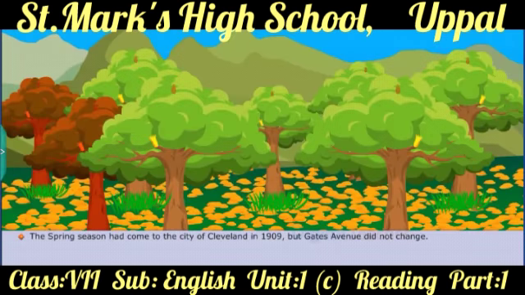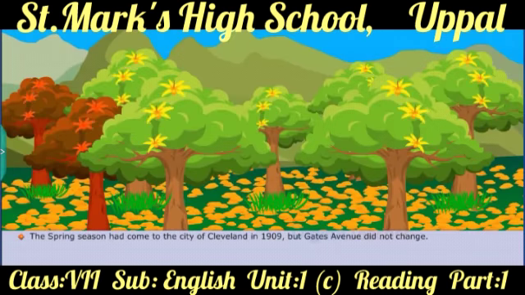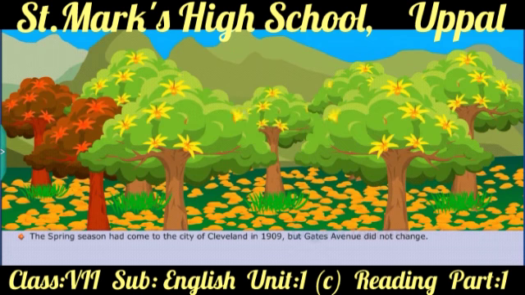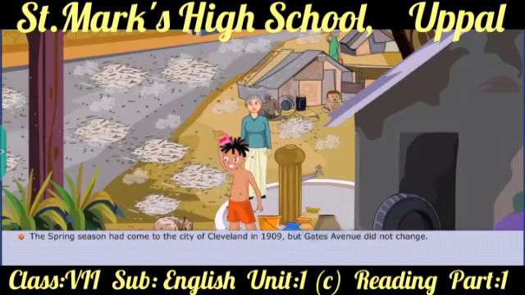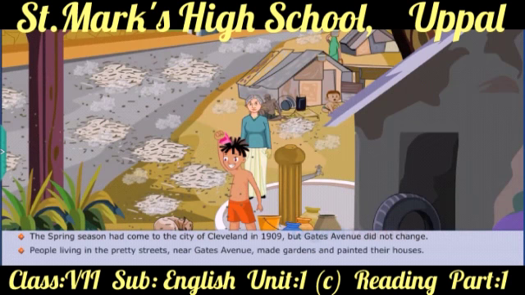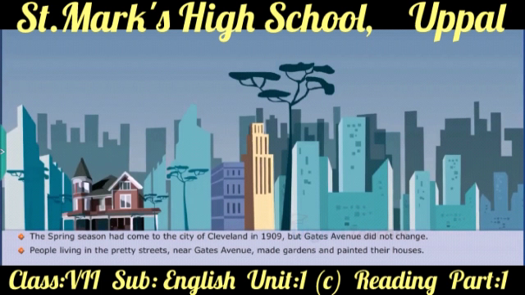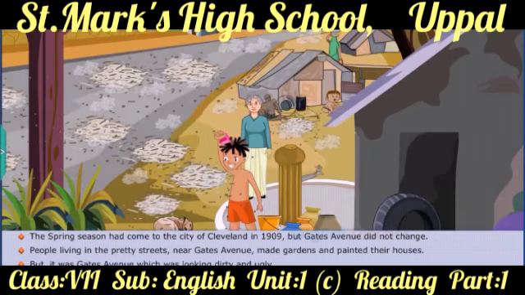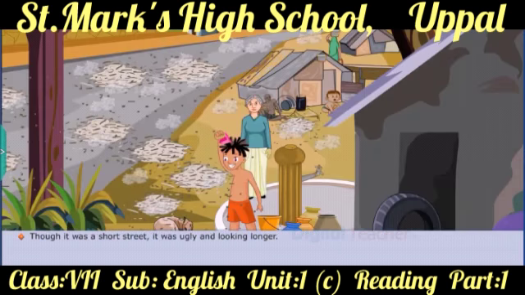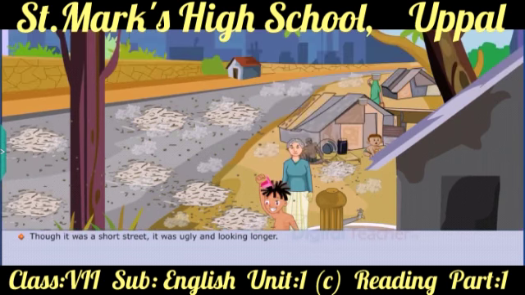The spring season had come to the city of Cleveland in 1909, but Gates Avenue did not change. People living in the pretty streets near Gates Avenue made gardens and painted their houses. But it was Gates Avenue which was looking dirty and ugly. Though it was a short street, it was ugly and looking longer.